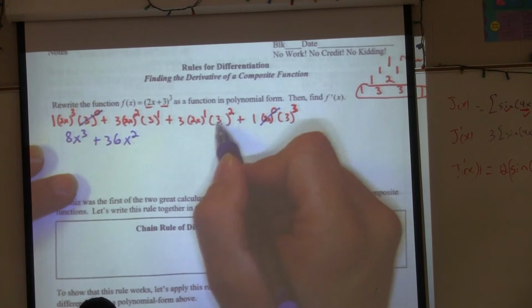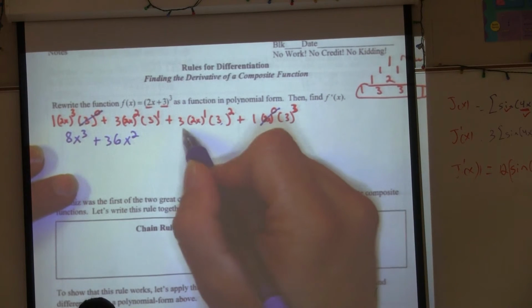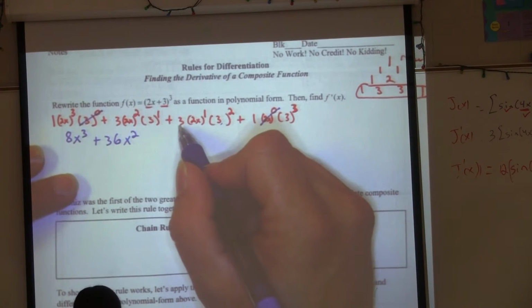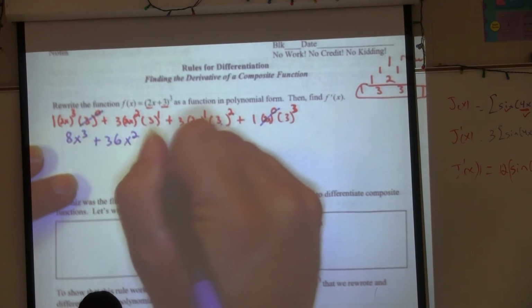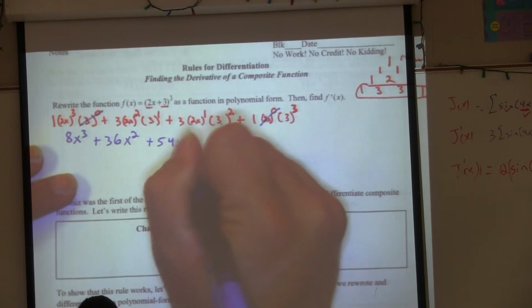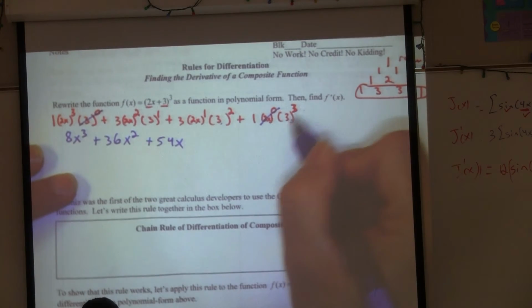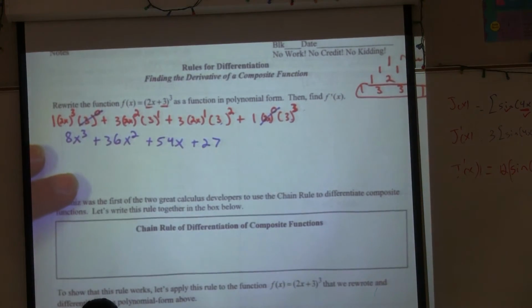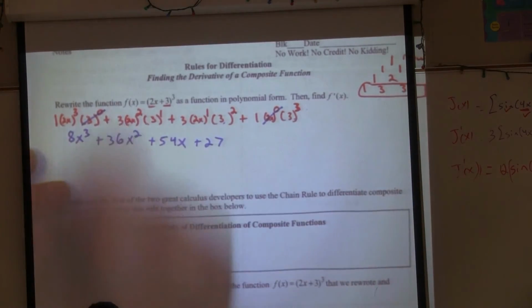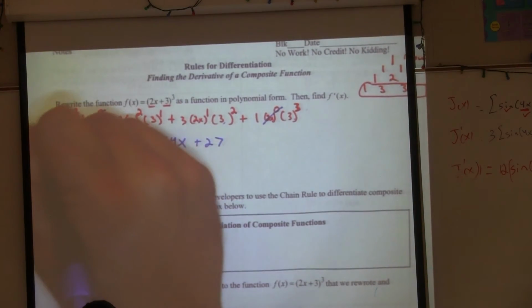So 3 squared is what? 9 times 3? 27 times 2? 54. So plus 54x. And then we have 3 to the third over here, which is what? 27. Times 1 is 27. And we're done.